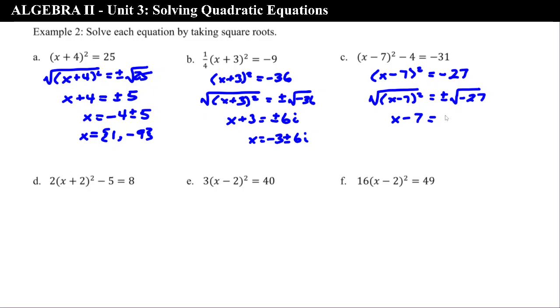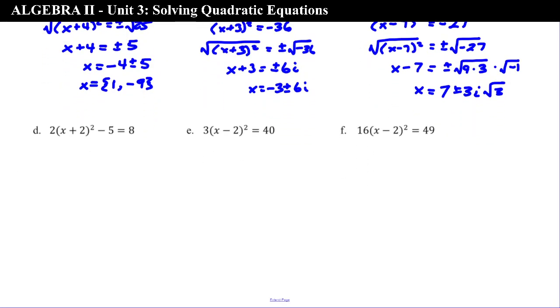We can break down the square root of 27 into 9 times 3 because 9 is a perfect square. Then, of course, we still have our square root of negative 1 over on the side. And then we're going to put it all together. Add 7 to each side. So we've got 7 plus or minus, square root of 9 is 3, square root of negative 1 is i, square root of 3 is still square root of 3. So your final answer is 7 plus or minus 3i square root of 3.